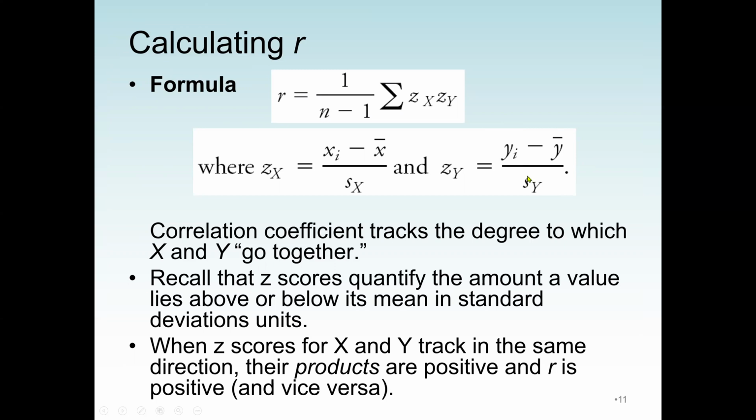So you do that for all the 20 values if you have 20. So here we say the correlation coefficient tracks the degree to which X and Y go together. Recall that z-scores quantify the amount a value lies above or below its mean in standard deviation units. When z-scores for X and Y track in the same direction, their products are positive and R is positive, and vice versa.